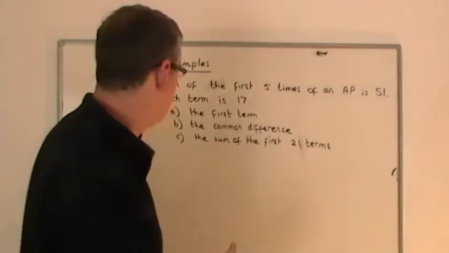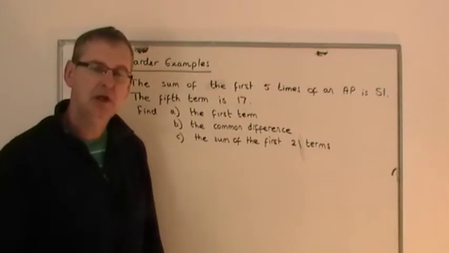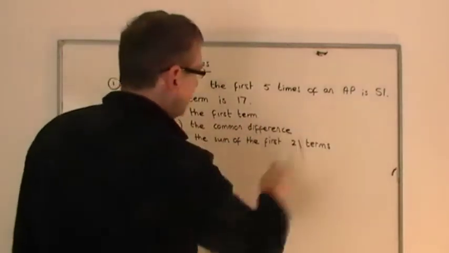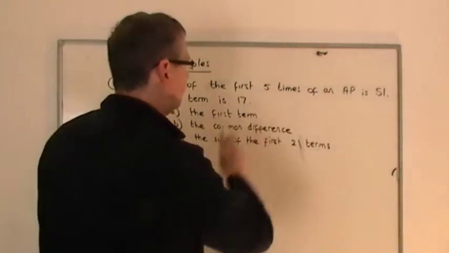Okay, let's have a look at some harder examples of arithmetic series. These are very common questions I'm going to do now on the examination paper. Here we go. The sum of the first 5 terms of an AP is 51. The fifth term is 17. So I'm told 2 bits of information.